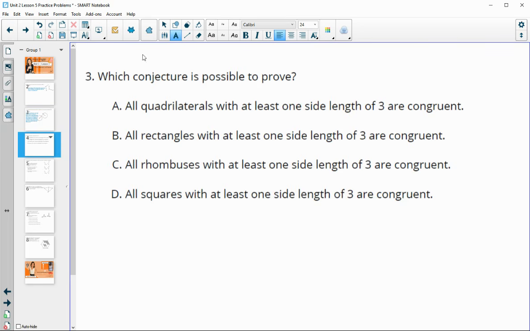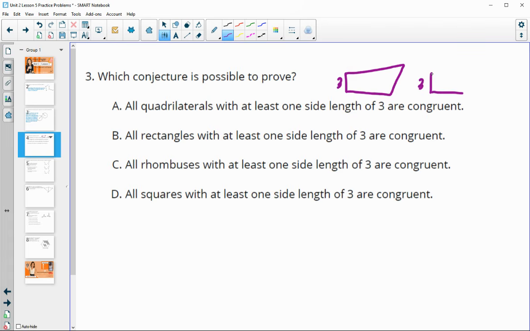Number 3, which conjecture is possible to prove? So A says all quadrilaterals with at least one side length of 3 are congruent. So every quadrilateral that has a side length of 3 is congruent is what this is saying, and that's false, because this could be 3 and then these could be all sorts of other things, and we could have something like this with this one being 3, and those are clearly not congruent. So that's called a counterexample to show that that's not true.